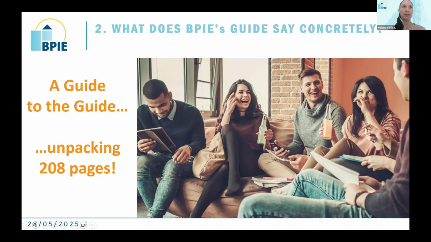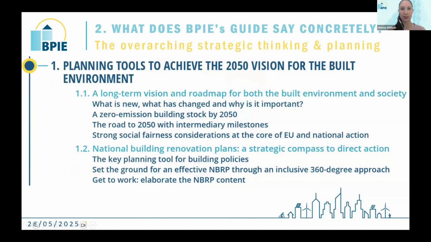So starting with the next slide, as I said, the first thing in terms of importance and also in terms of sequence would be to look at the planning tools to achieve the 2050 vision. The EPBD is now quite clear that by 2050, we need to achieve a zero emission building stock across Europe in every member state. But at the same time, we have a vision for society. As I said, strong social fairness considerations are included throughout the directive. And this road to 2050 is underpinned with intermediary milestones. You will see some very clear timelines that helps you visualize how to go to 2050.